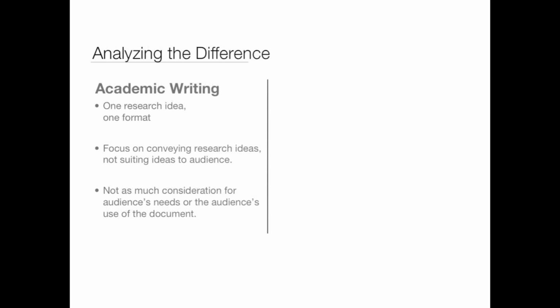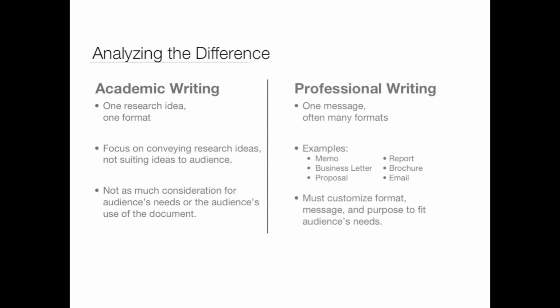This is different than the kind of writing you've done before in college. Academic writing, or writing you've done in probably other classes, often focuses on one research idea or one format. That means that your focus is on conveying your research ideas, not suiting those ideas to an audience. There's not as much consideration for the audience's needs or the audience's use of the document in academic writing because your goal is to make sure that you're sharing your research ideas. That's very different than professional writing.